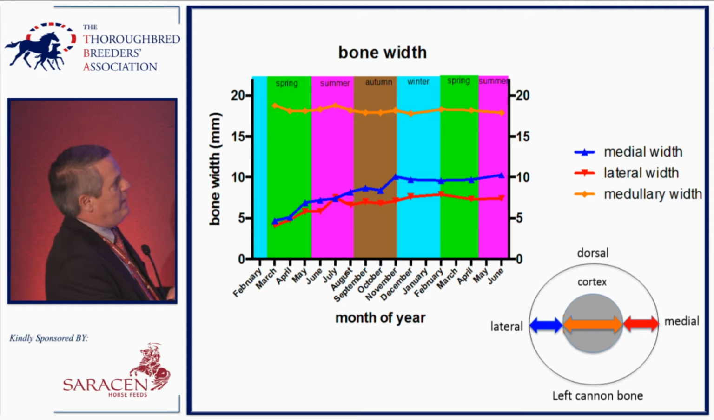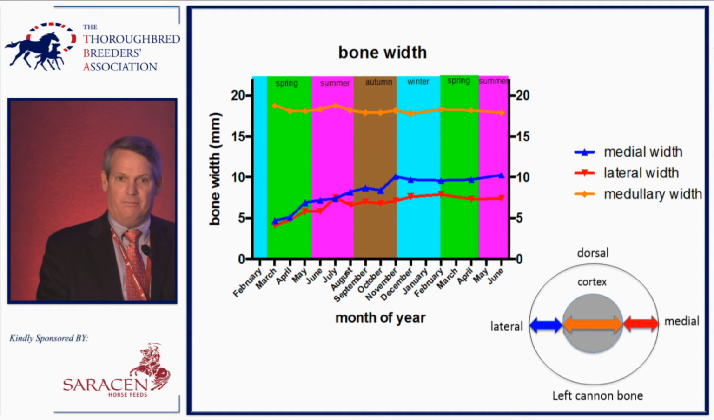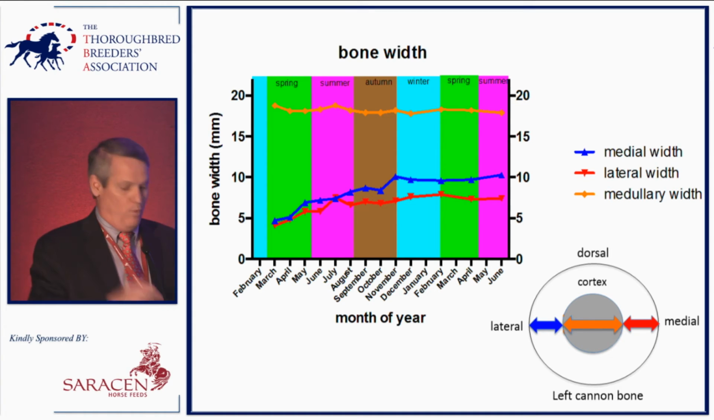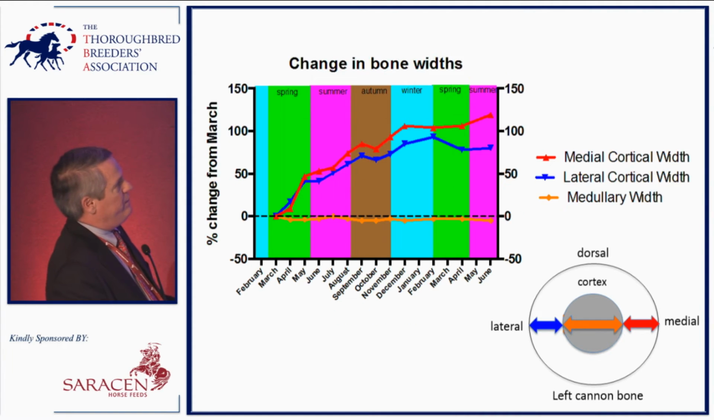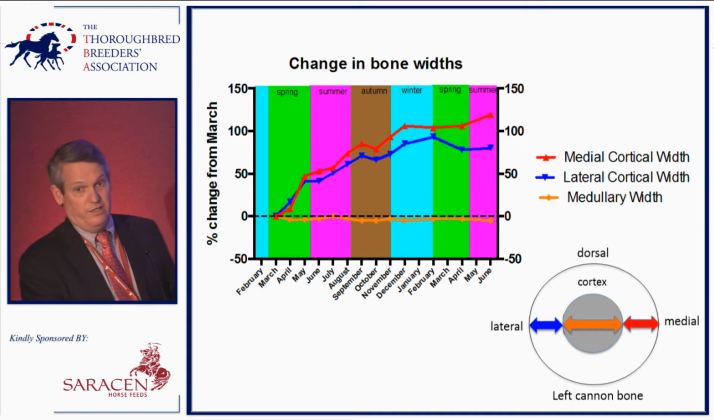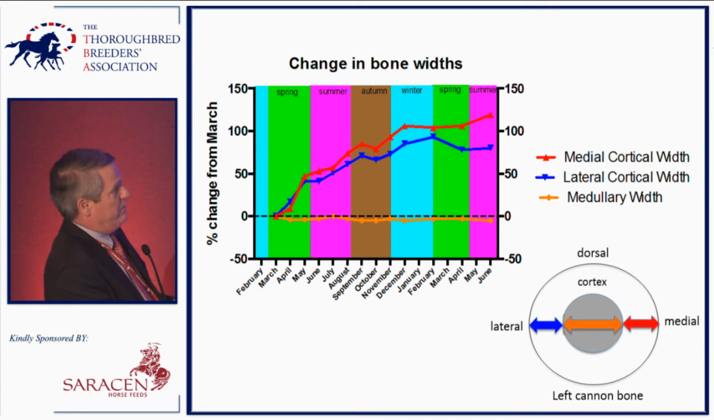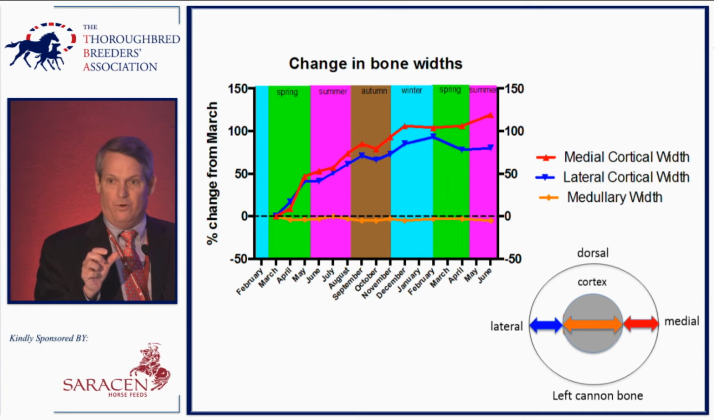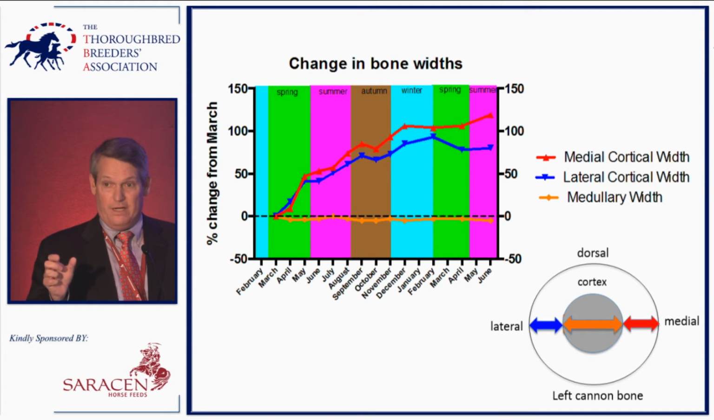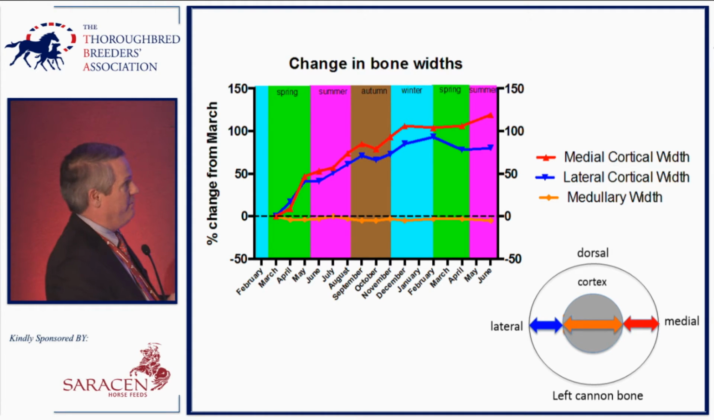Look at the medullary cavity. It doesn't change over time. The size of the hole in the bone doesn't change. It stays exactly the same. What changes is the width of the lateral and the medial cortex. And if I express that as a percent change, you can see, again, the medullary width doesn't change at all, but we get big increases in the lateral and the medial cortex. So the bones rapidly grow and it's turning over, the osteoclasts are breaking it down, osteoblasts are building it back up.